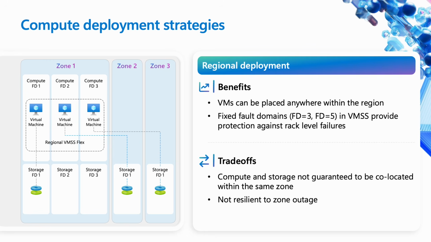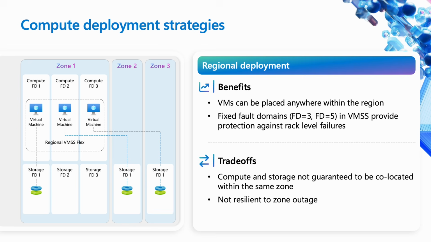So, how do you put these building blocks to work? When it comes to compute workloads, there are 3 main deployment strategies. Choosing the right one depends entirely on your workload's specific resiliency goals and capacity requirements. Strategy 1 is a regional deployment. With this approach, Azure can place your VMs anywhere within the region, giving you access to the widest pool of available capacity. This flexibility maximizes your deployment success rate.